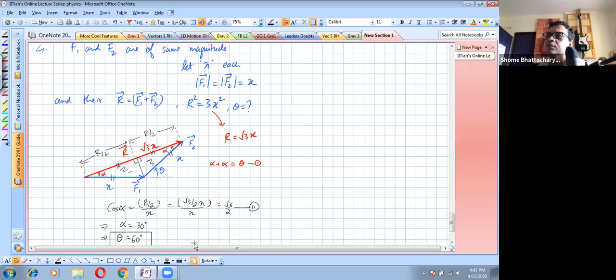So in those triangles, now I'm using the property that cos alpha is base upon hypotenuse. So the base of that triangle is half of R, so it is R by 2, or root 3 by 2 x, and the hypotenuse is of course x. And from that I'm getting alpha, and from that finally I'm getting theta as 2 alpha, or 60 degrees.